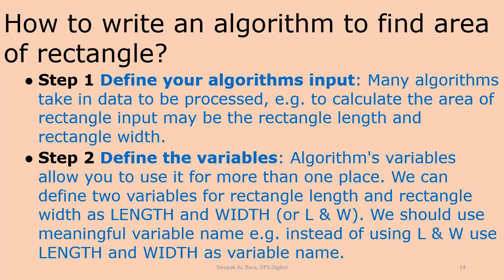Step 2. Define the variables. Algorithm variables allow you to use a value in more than one place. We can define two variables for rectangle length and rectangle width as length and width, or L and W. We should use meaningful variable names. For example, instead of using L and W, use length and width as variable names.